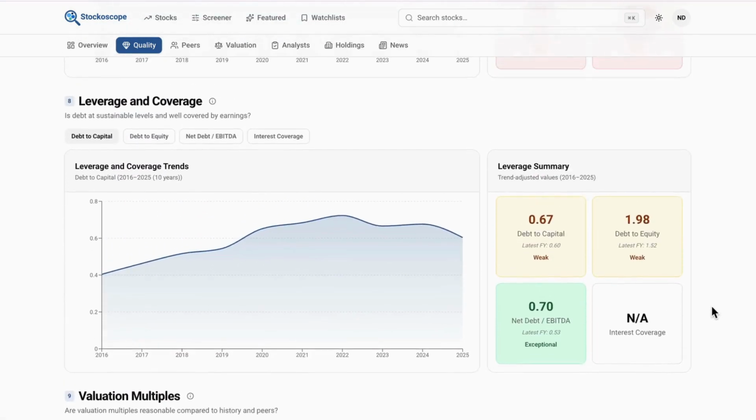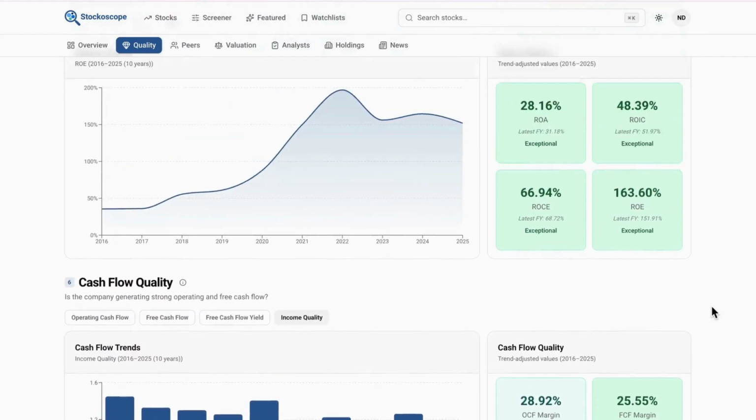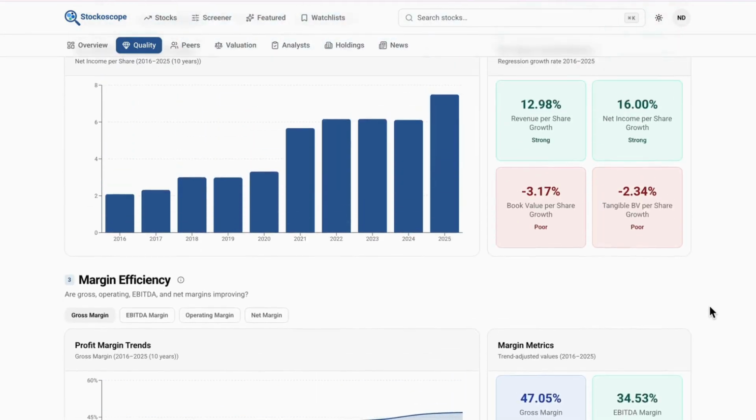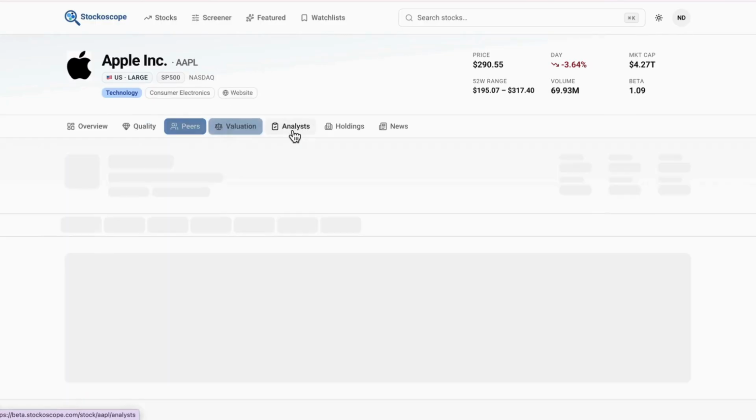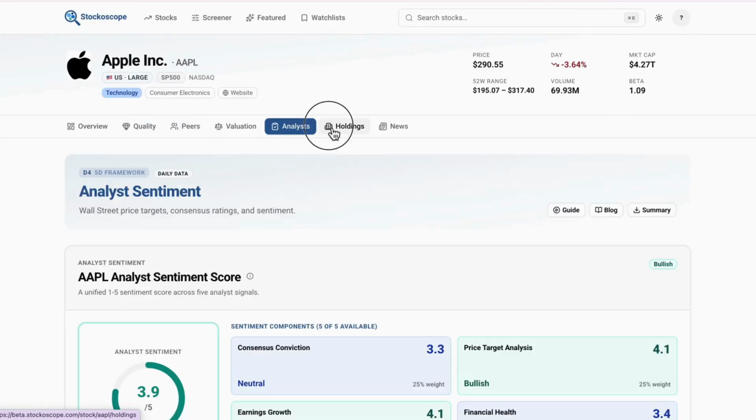That covers everything on the business quality page. This is just one of 5 dimensions in the 5D framework. Head over to the Peers, Valuation, Analysts, or Holdings tabs to continue your analysis.